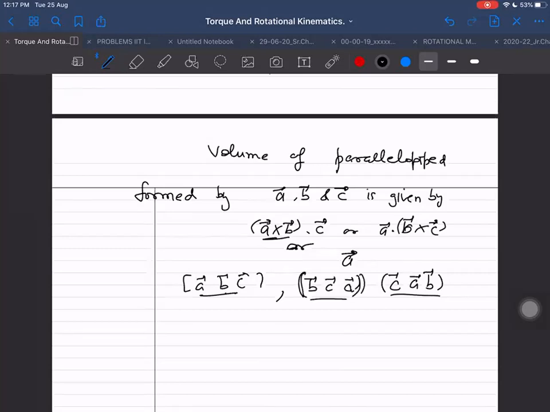As long as the cyclic order remains the same, it is the same thing only. It does not make a difference whether I take B cross C dot A or B dot C cross A. It does not make a difference if I take A cross B first and then dot C, or A dot first and next cross. All these are the same. As long as these are in the same cyclic order, these are all the same.